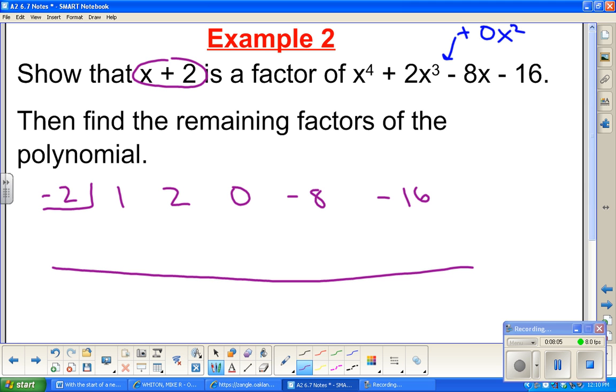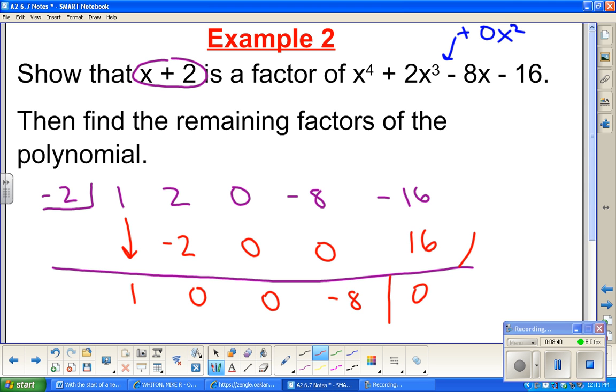All right, and then we do the same process. Bring the first one down, and we're going to multiply. So 1 times the negative 2 is negative 2. Add those together, we get a 0. 0 times the negative 2 gives me another 0. 0 plus 0. Another 0 times negative 2 is still 0. That's negative 8, and then the negative 8 times negative 2 is positive 16. So we got a remainder of 0. That shows that it is a factor. So x plus 2 is a factor because it went in evenly.